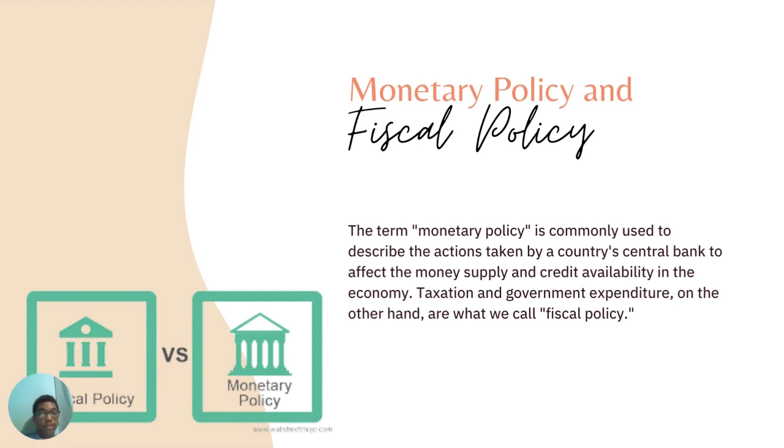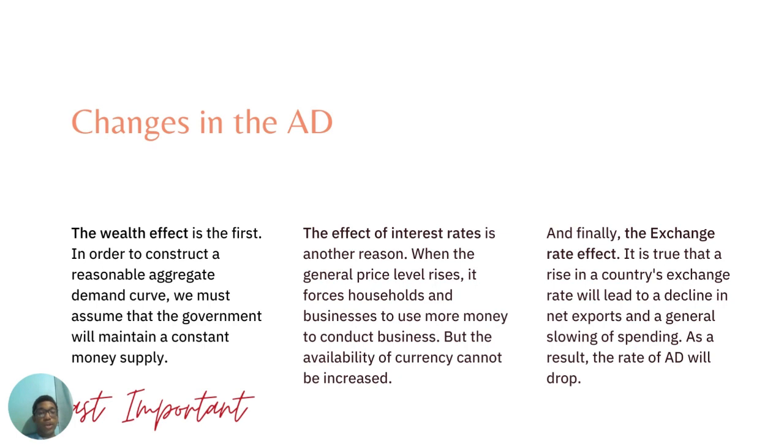Like I mentioned, these are mainly to say how much tax the government is going to collect, how much tax is going to be paid by the people, and also to order and say how they are going to spend those taxes that they collect. As we saw before, we are going to recap the changes in the aggregate demand. First, we have the wealth effect, in which we assume that the government would maintain a constant money supply.